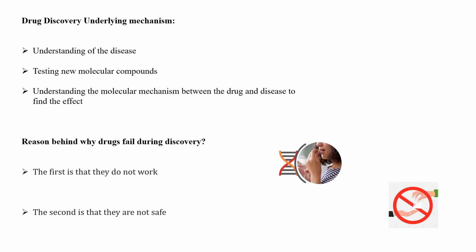What is the underlying mechanism behind drug discovery? Initially we should know what kind of disease it is and what genes or proteins are involved in that disease, and then we have to go for screening, identifying and testing new molecular compounds. And the third step is we have to understand both the disease as well as the drug, and how they are going to interact with each other in order to produce the therapeutic effect. So that is the underlying mechanism behind drug discovery.